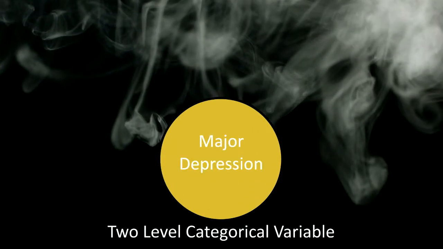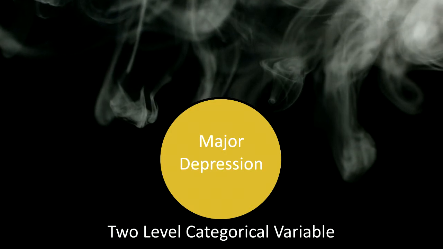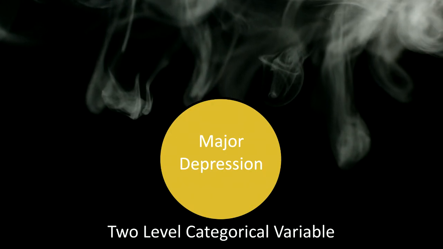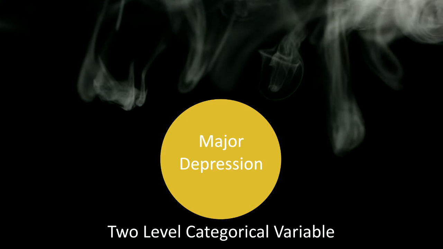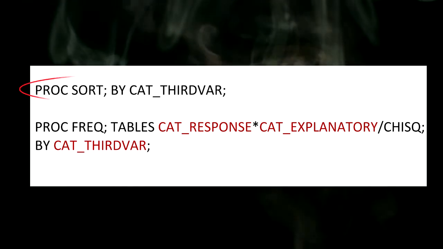Is smoking related to nicotine dependence for each level of this third variable? That is, for those with major depression and for those without major depression. Similar to our ANOVA example, syntax to be added to the PROC FREQ code is circled here in red.